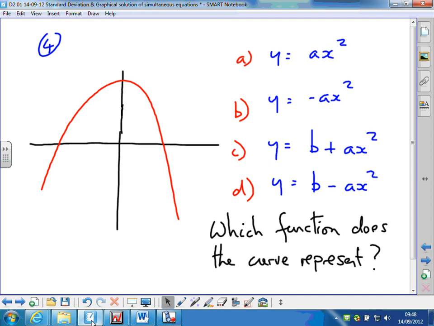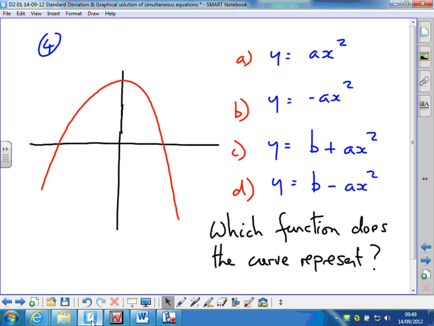What about c? What would you expect that to look like? What effect will adding a b have? Yeah, because I'm adding a constant, aren't I? When x is 0, what does y equal? Y equals b, yeah. When x is 0, this bit's gone, so y just equals whatever value b is. So in other words, the curve should cut the y-axis at b.